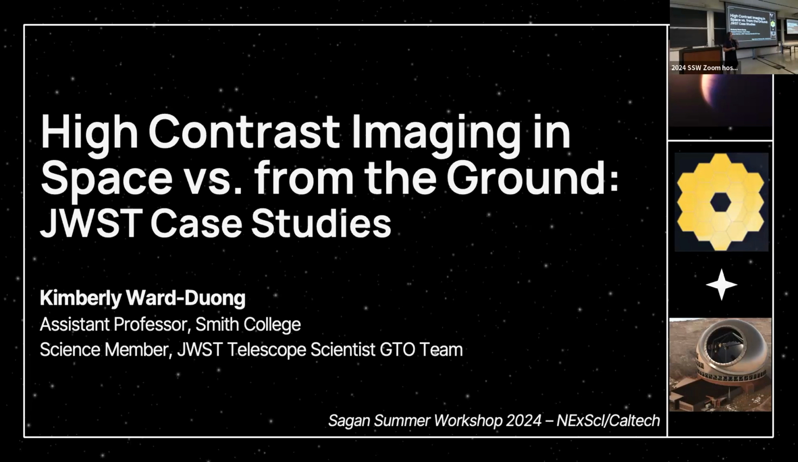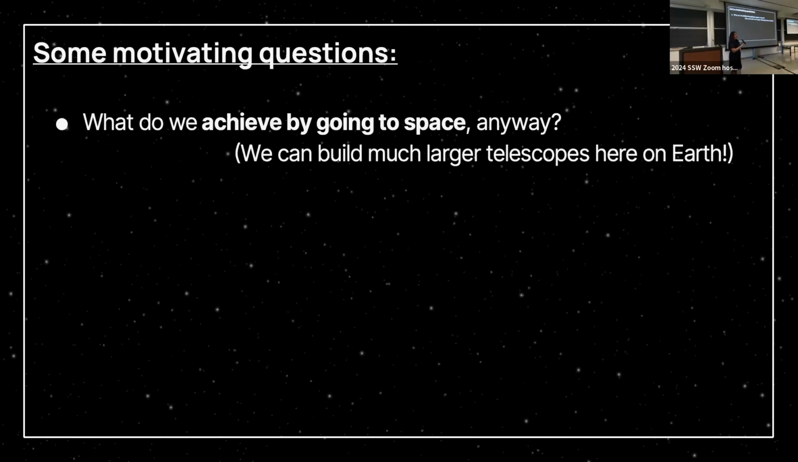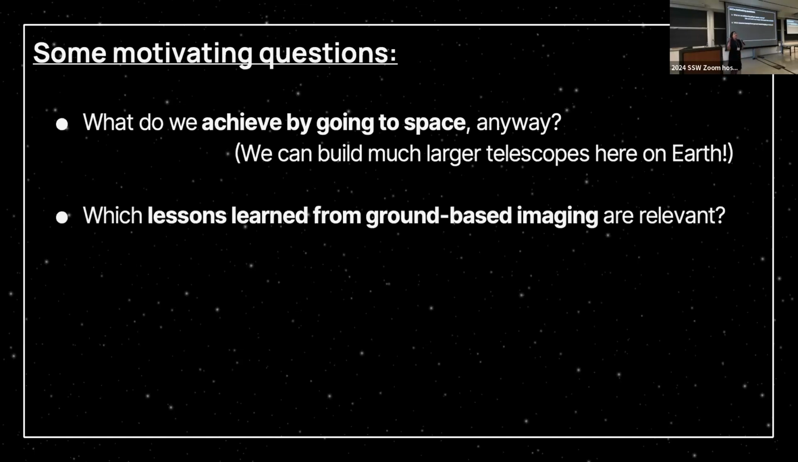So I want to start with a few motivating questions for why we want to compare and contrast ground-based and space-based imaging. The first question we should ask ourselves is, what do we achieve by going to space anyway? We know we can build much, much larger telescopes here on Earth. And what are the trade-offs between observing from the ground and from space? That's a question you might get a lot as we enter the age of the ELTs. How do JWST and HST and Roman fit into this picture?